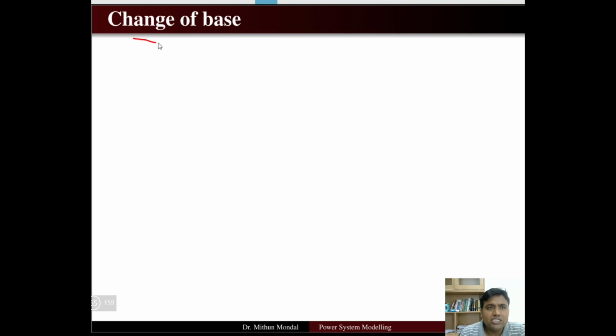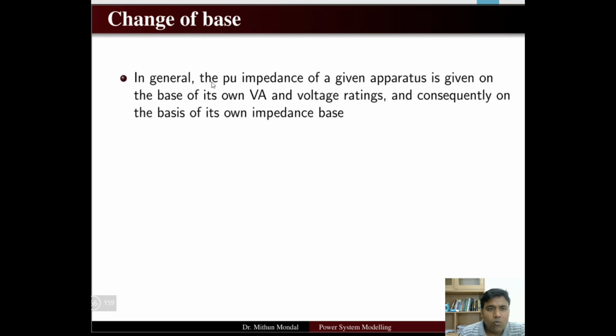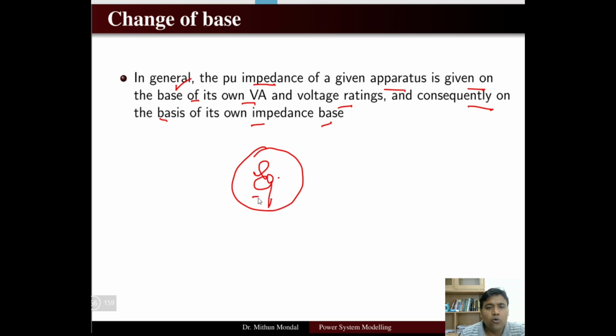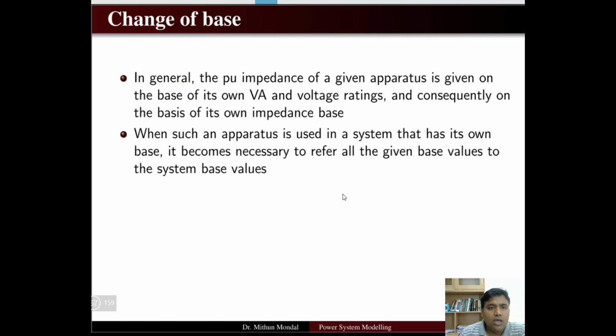Now we will require a change of base for the entire power system. Why do we require that? Generally, the per unit impedance of a given apparatus is given on the base of its own volt ampere and voltage rating, and consequently on the basis of its own impedance base. So if we have an equipment alone, the per unit values of its impedance will be obtained on the base value of the power and the voltage rating, and on the impedance base. When such an apparatus is used in a system that has its own base, it becomes necessary to refer all the given bases to the system base.